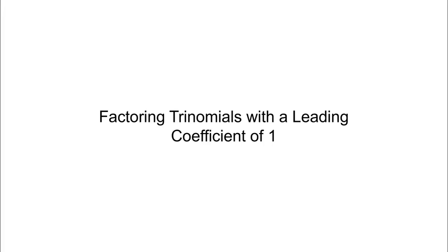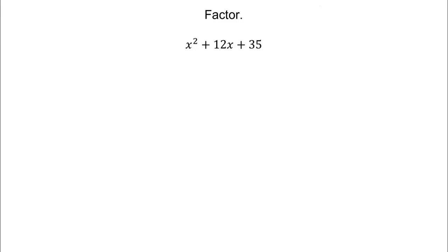So in this video, we're going to factor some trinomials with leading coefficients of 1. In this problem, we're asked to factor the polynomial x squared plus 12x plus 35. Anytime we're asked to factor a polynomial, the very first step that we take is to look for a GCF amongst all the terms in the polynomial. Well, as we look for a GCF amongst x squared, 12x, and 35, we find that there is no GCF.